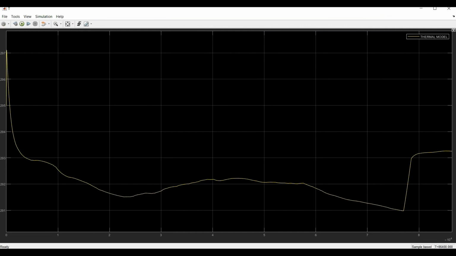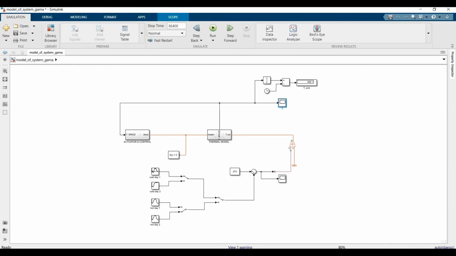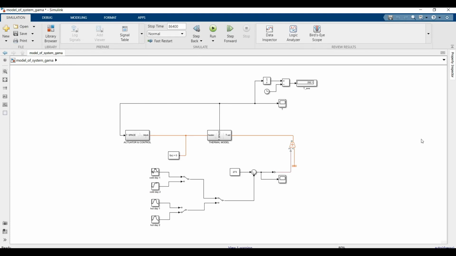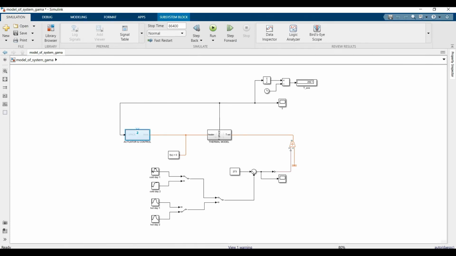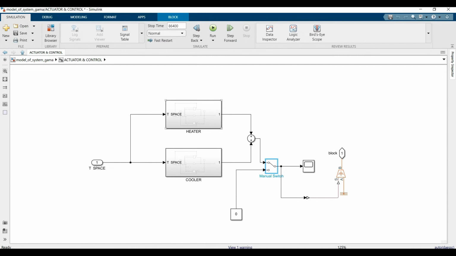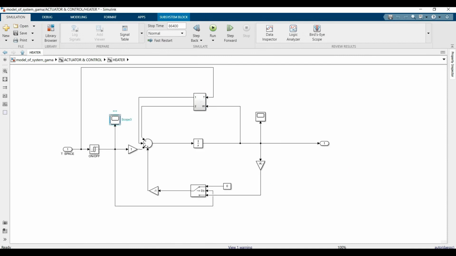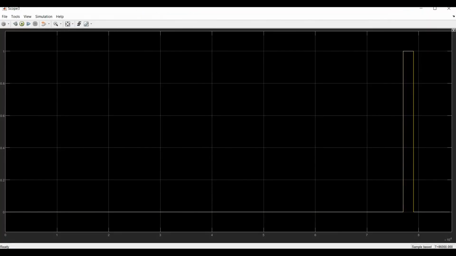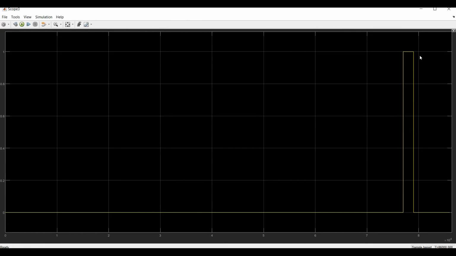At this part it shows that the heater turned on. Now I want to see when the heater is on exactly. During this time the heater is on.